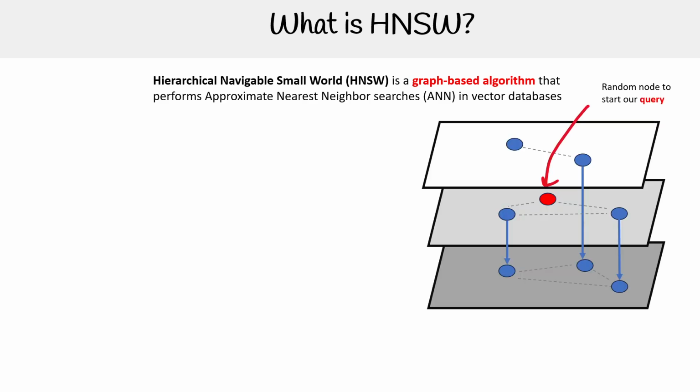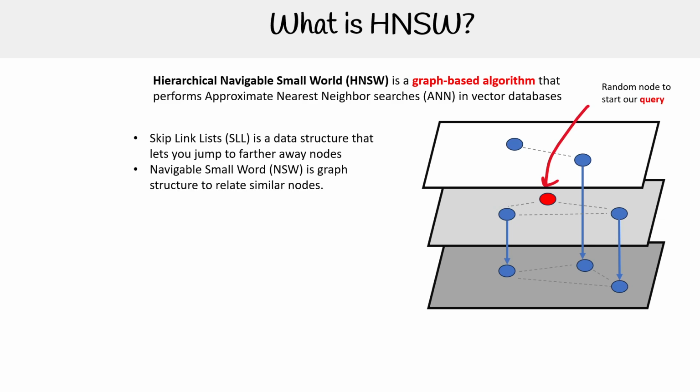So how does it work? Well, it combines two things. It combines something called skip linked lists, and the other one is the navigable small worlds.